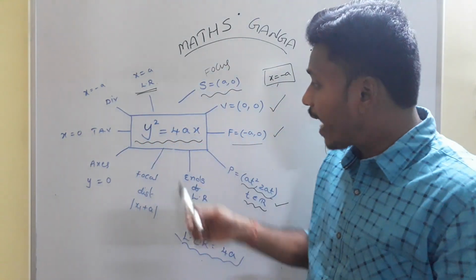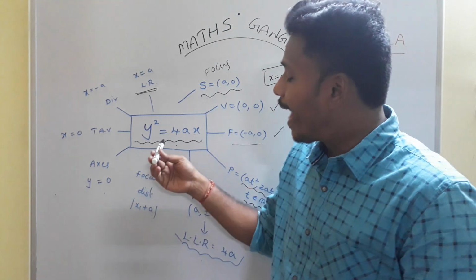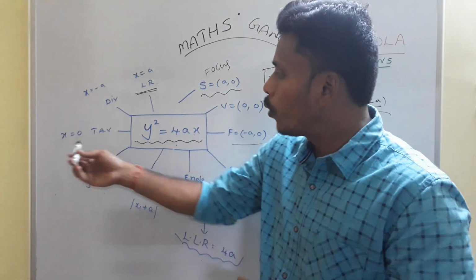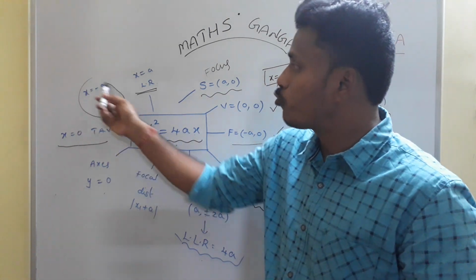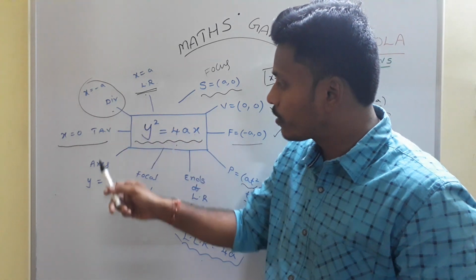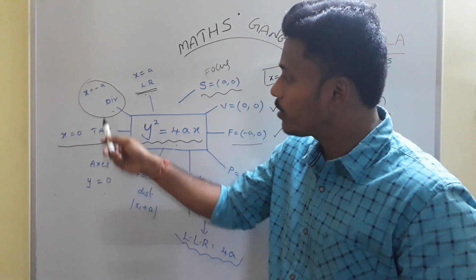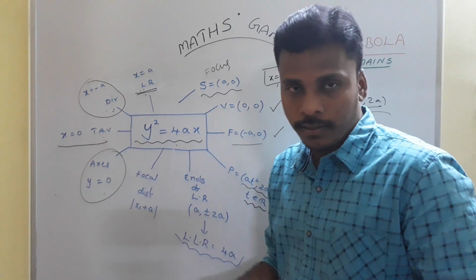As we mentioned, the axis of this standard parabola is the x-axis, y equals 0. The tangent at the vertex is the y-axis, whose equation is x equals 0, and the directrix is x equals minus a. As we mentioned, the latus rectum, directrix, as well as the tangent at the vertex, these three are parallel and these three are perpendicular to the axis.